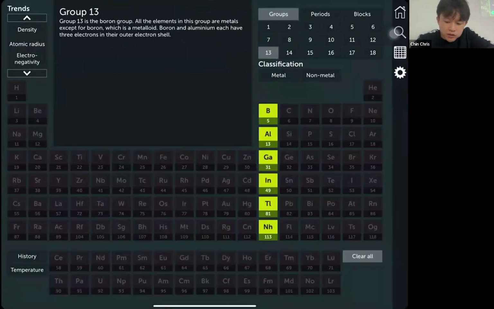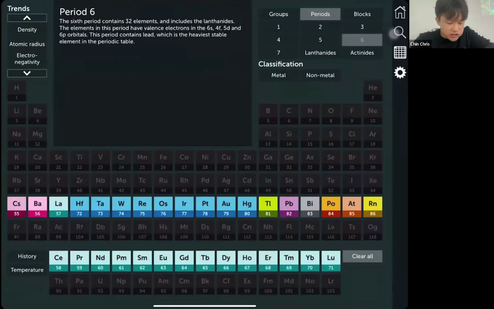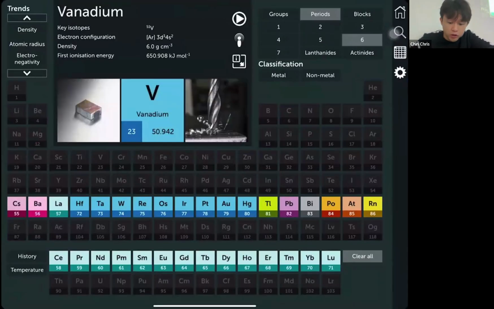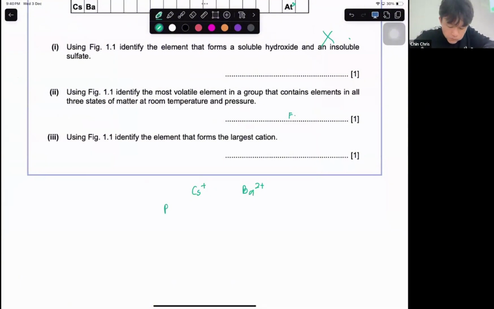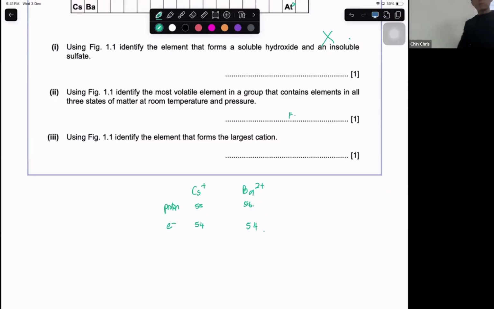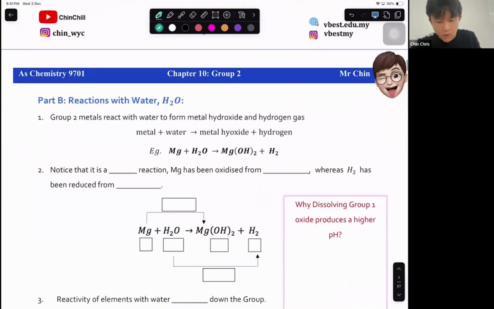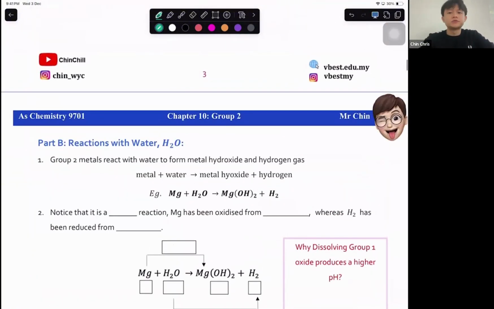So guys, let's look at the last period. Cs, Ba: 55 protons, 56. What about electrons? 54, 54. So one more time, which one is larger? Thank you very much. Your answer is yes. Alright guys, next. Page 4 now.